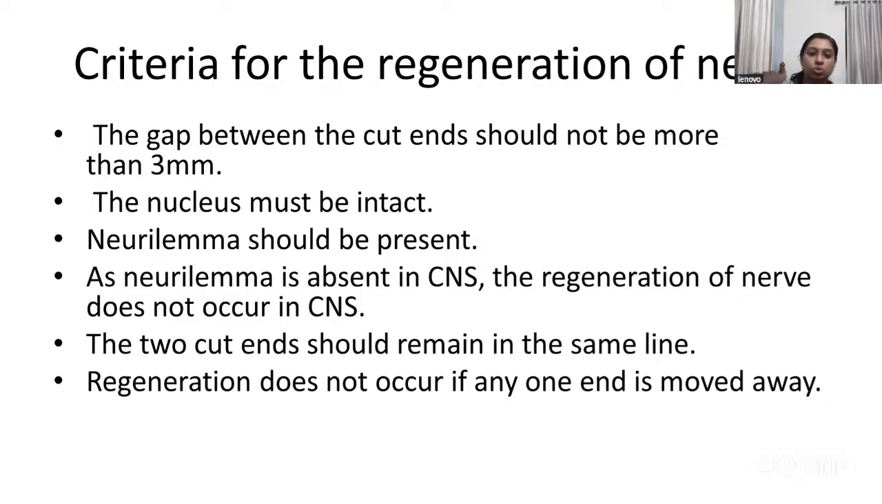And the nucleus of the nerve fiber should be intact. The neurolemma, that is the outer covering sheath of Schwann cells, should be present. And as the neurolemma is absent in the CNS, regeneration of the nerve usually does not occur in the CNS. That can also be asked as a question. And the two cut ends should remain in the same line or alignment. Regeneration usually does not occur if one end of the cut fiber is moved away. So these are the criteria for the regeneration of the nerve fiber.